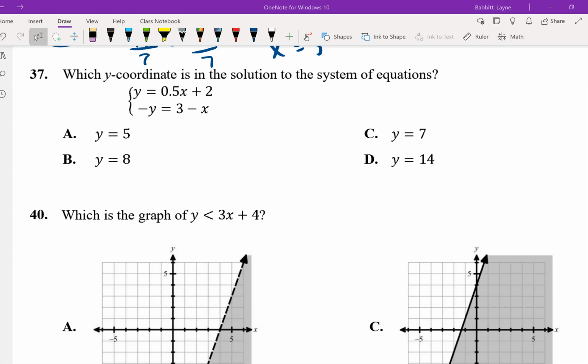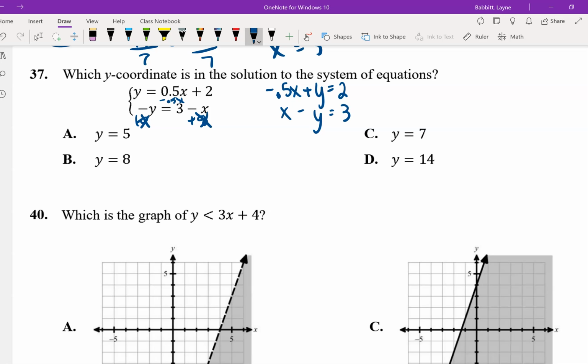Which y coordinate is the solution to this system of equations? So this one's a little less straightforward. I personally like elimination best, so I'm going to get these both into standard form and do elimination. I'm going to move the x's to the other side on both of them. This will be negative 0.5x plus y equals 2. And then this will be x minus y equals 3.